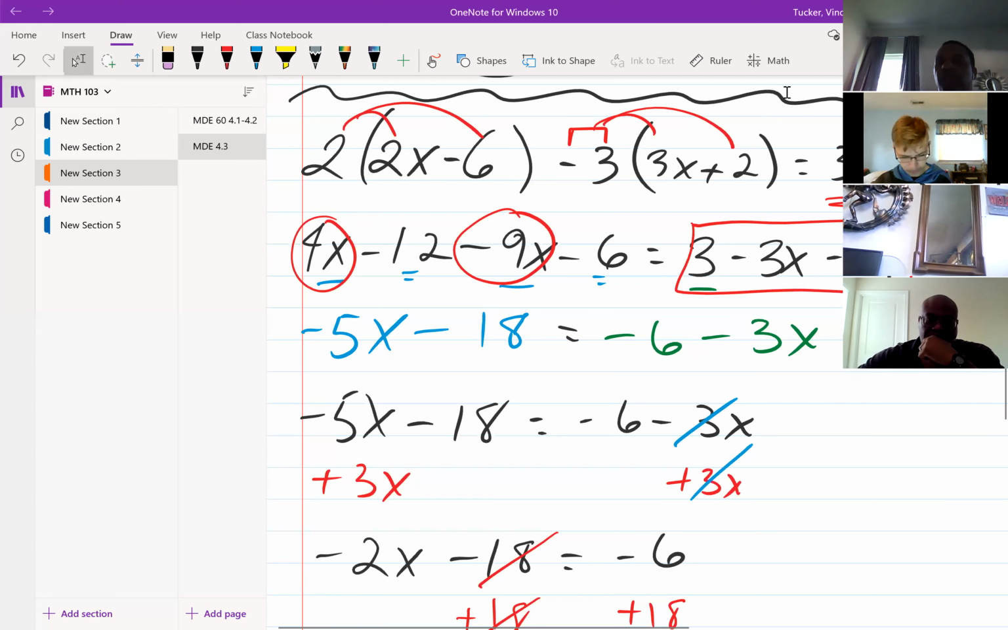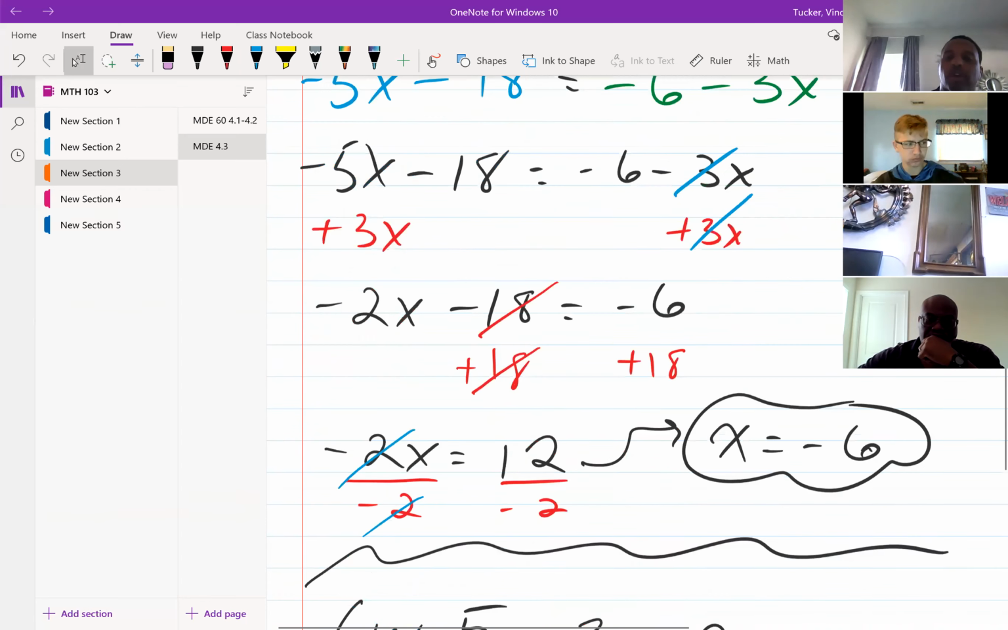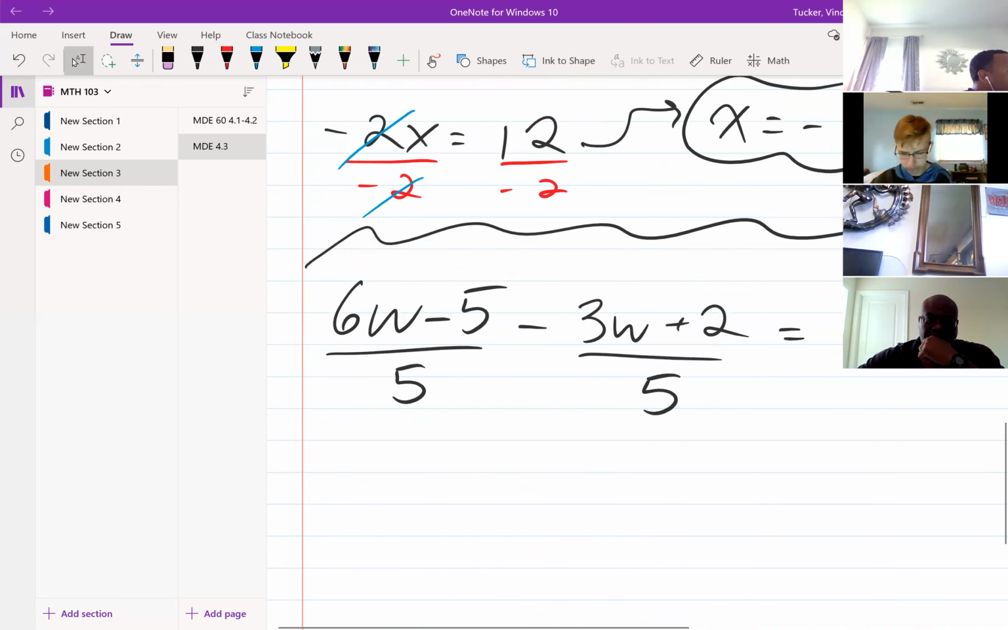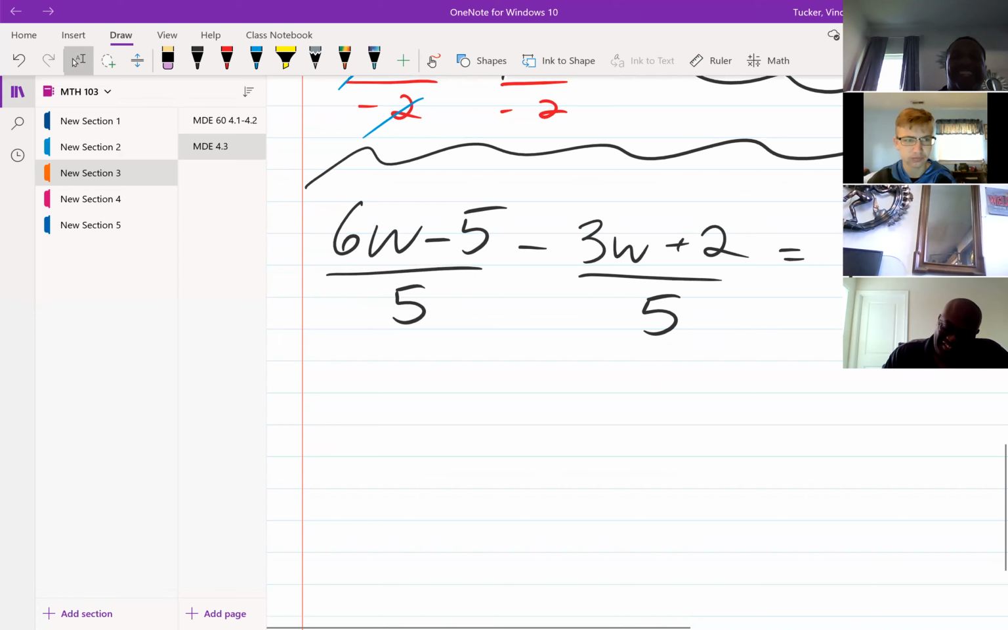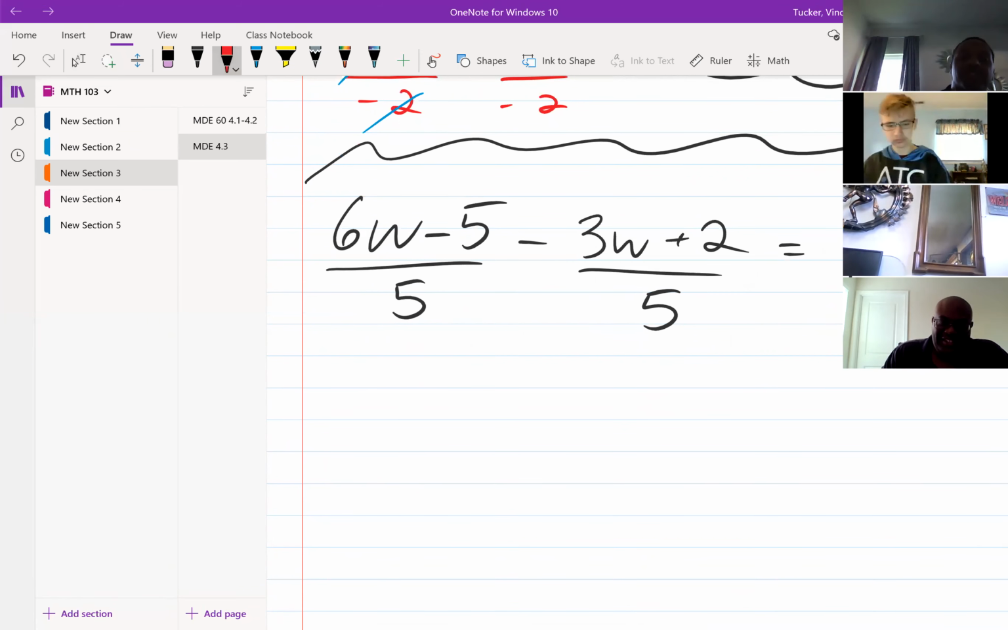So let's look at where we're going now. Doing another problem. So the next one, 6w minus 5 over 5 minus 3w plus 2 over 5 equal to 1. So notice our denominators are the same, and we want to get rid of the denominators if possible. And we can, because we can multiply each quantity, or each term, by that 5.